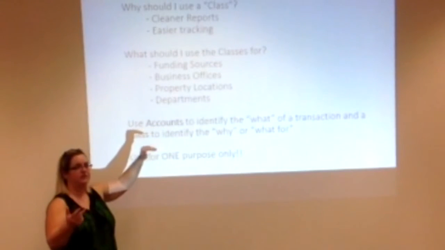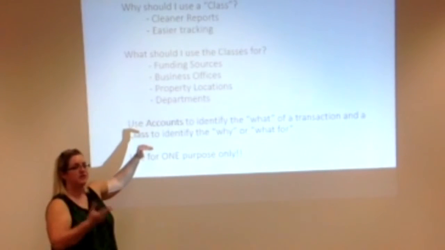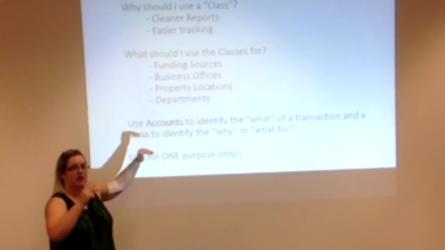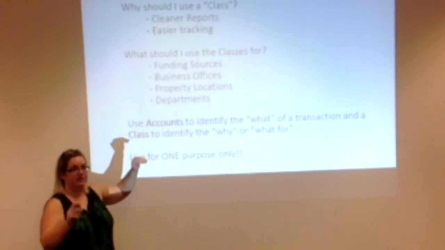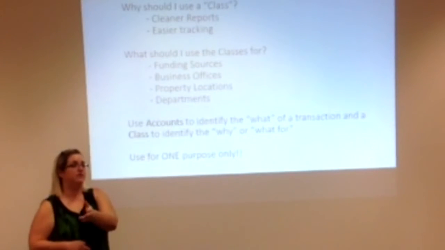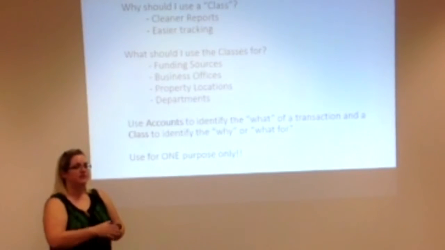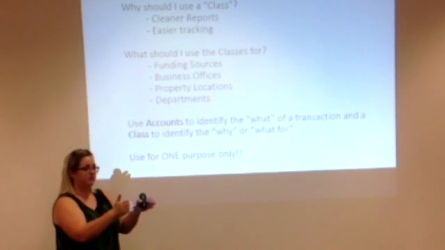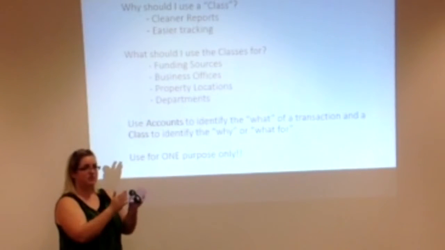But underneath that rental income line, I want to know how much each property is paying me. So I have a class for each property. I have a class for 123, 124, and 125 property. Everything that's associated with property 123, I class as property 123.